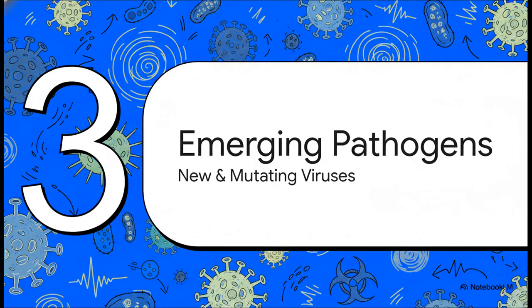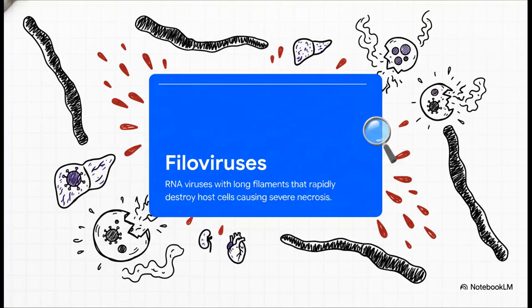Section 3. Emerging pathogens, new and mutating viruses. Let's see how this specific category really builds our understanding of the most terrifying threats out there. A prime example of an emerging threat is the filovirus. This family of RNA viruses acts like a ruthless biological machine. They replicate incredibly quickly within host cells, completely destroying them, taking hold in multiple organs, and causing severe, rapid tissue death and hemorrhagic fevers. It's intense.